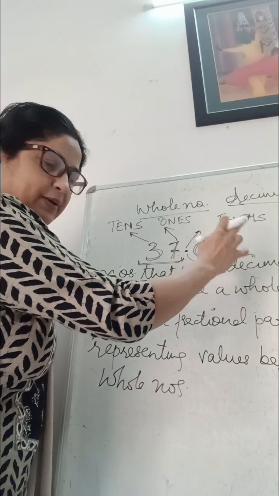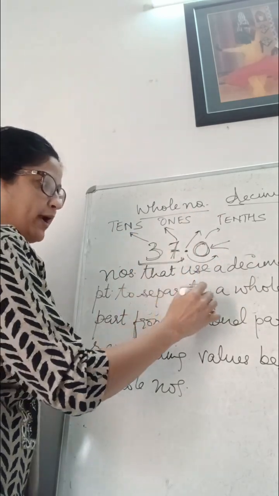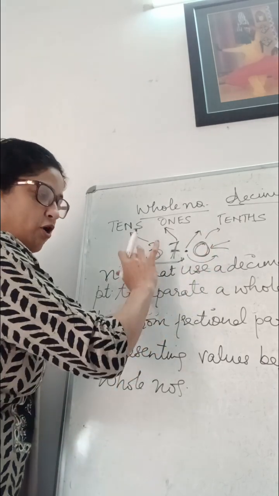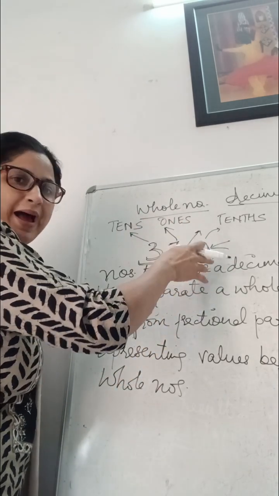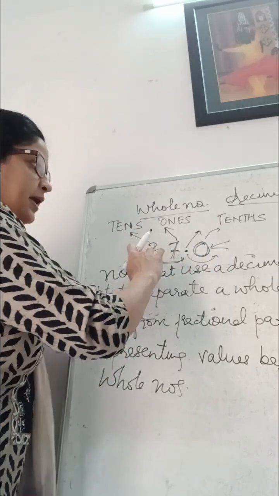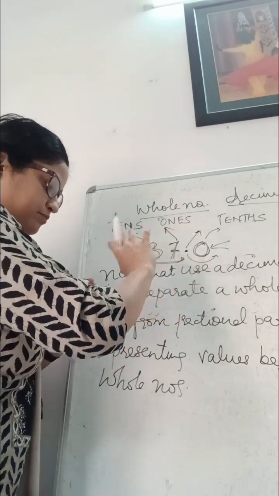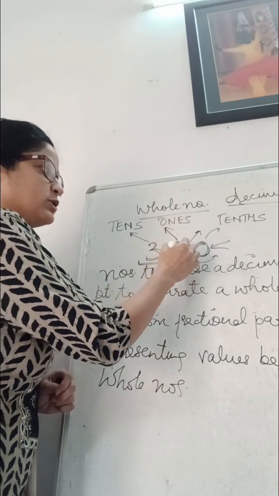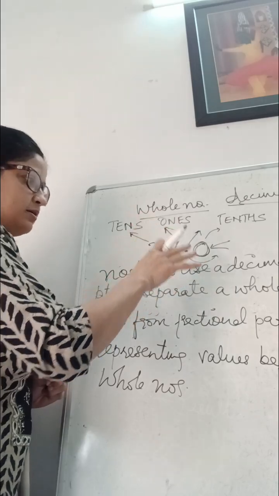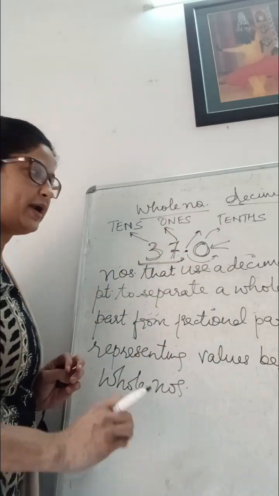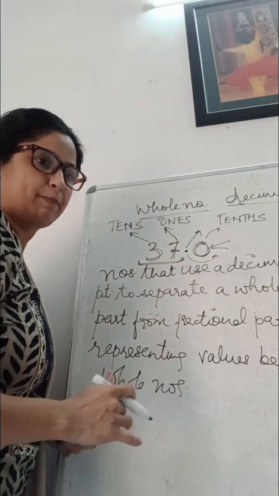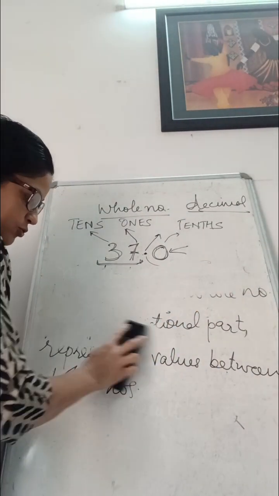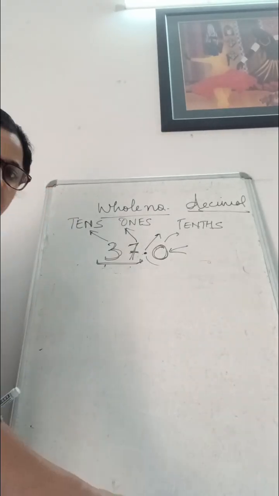Okay, this is how we represent the decimals. So they use a decimal point to separate the whole number from the fractional part, for representing the relation or values in between the whole numbers. इन दोनों को आपस में relationship भी दिखाना है. Representing the values between the whole numbers and the fractional part, we use a decimal point. These numbers which use a decimal point to separate a whole number from the fractional part are called decimals. Okay, so now you know that decimals can also be represented on the number line.